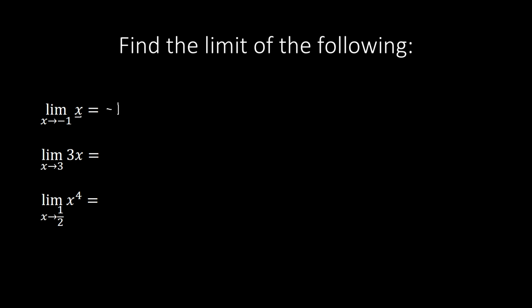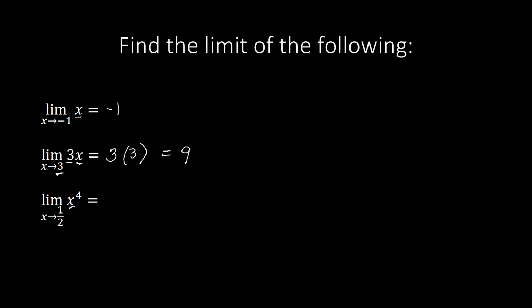Next, we have the limit of 3x as x approaches 3. We've got here a number and then an x. So we copy the number, replace our x by the number that it is approaching, and then we simplify that as 9. Lastly, we've got the limit of x to the power of 4 as x approaches 1/2.